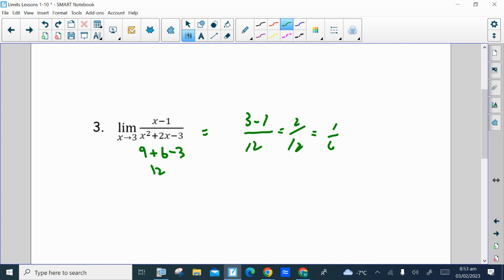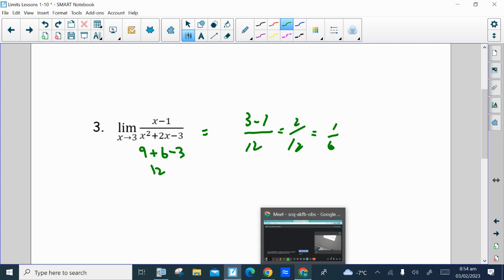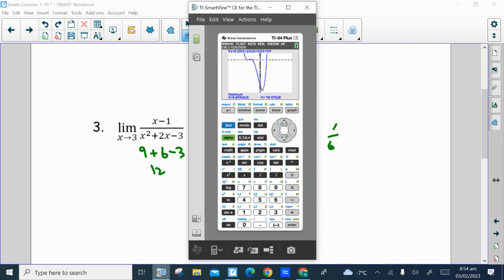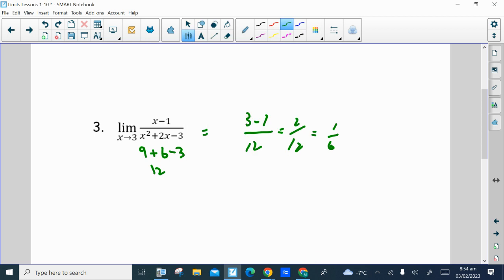Again, that one would be very difficult to determine just by guessing. By using a table of values, letting x get closer and closer to 3, it's going to approach a value of 1 over 6, which is a decimal. I think it's 1.16 repeating, yep. Okay, so that would be really difficult to guess from using a table of values. But again, we don't have to anymore.